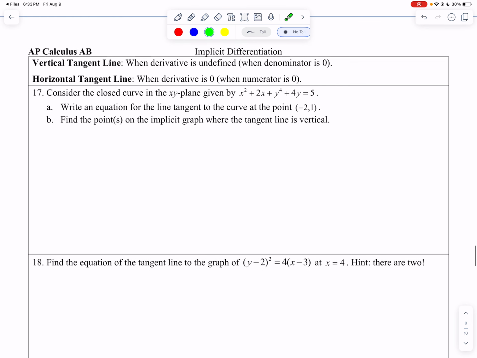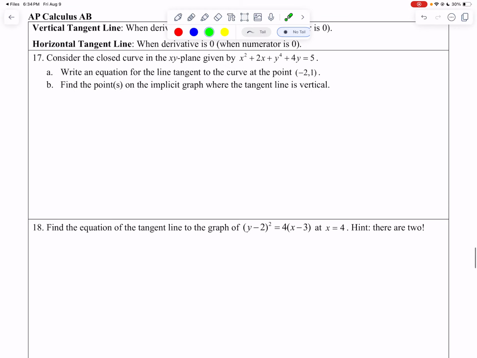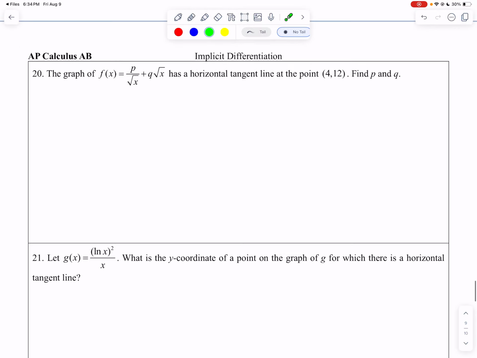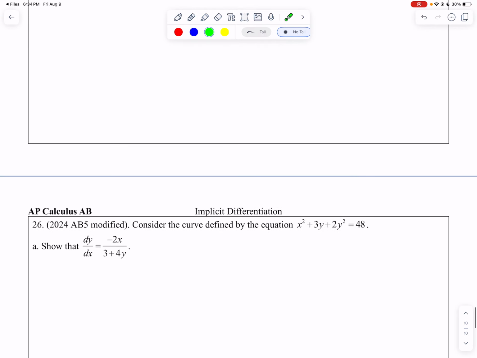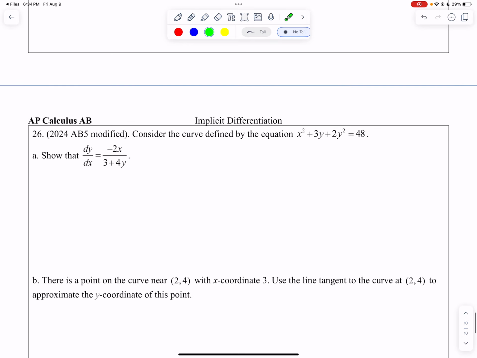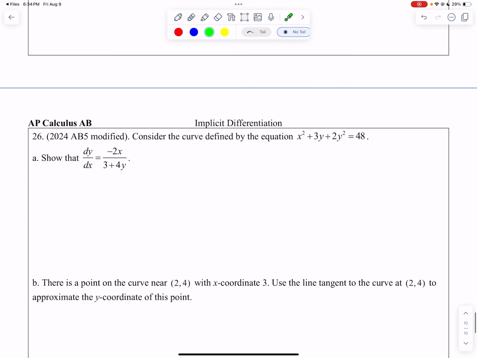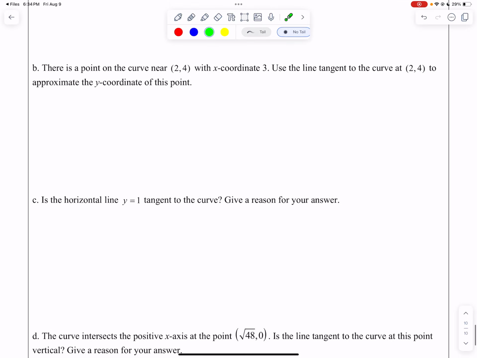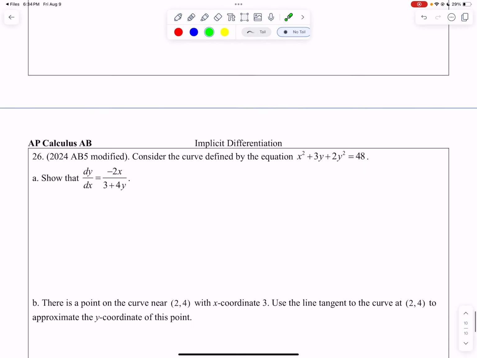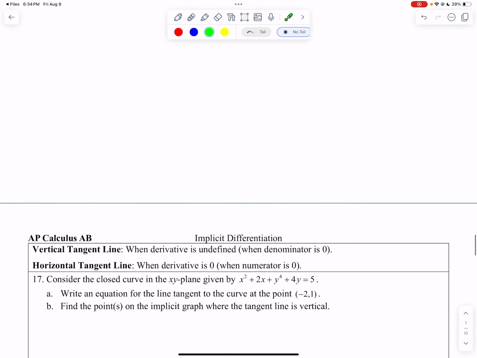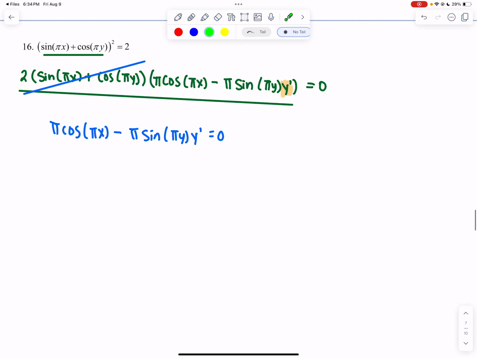All right, in the next video, we are going to talk about applications. So these are going to be the equation of tangent line problems and all of that good stuff. Oh, and we get to do the 2024 AB5 problem. Lots of fun. I forgot that I updated.